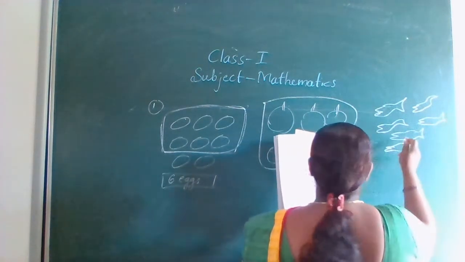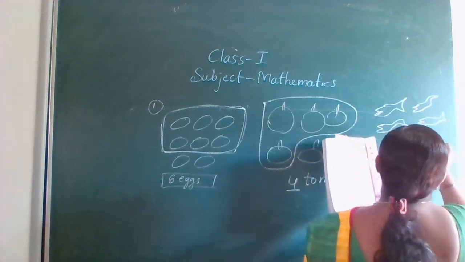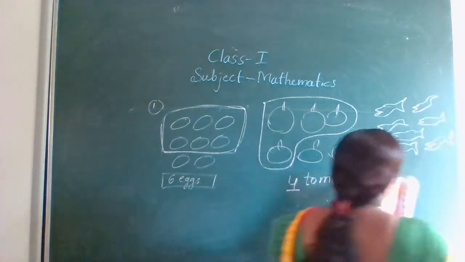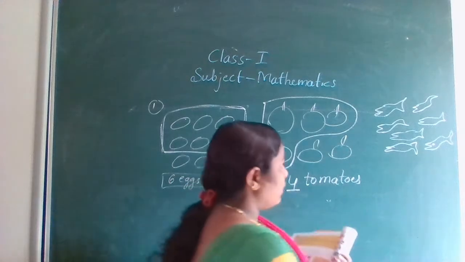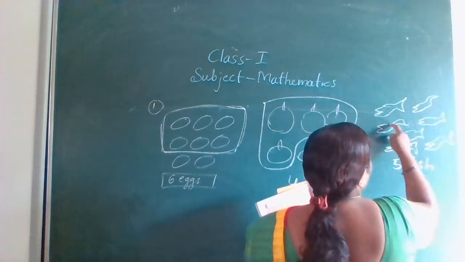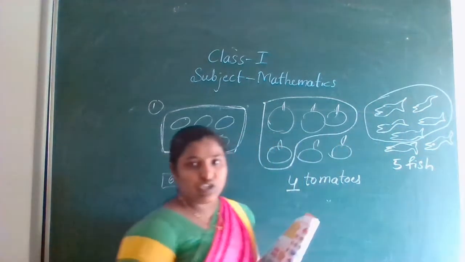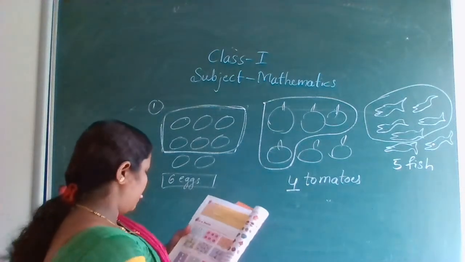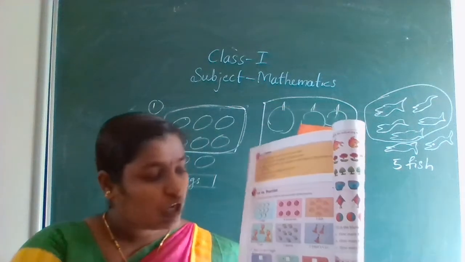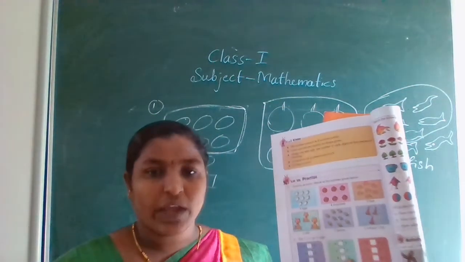One, two, three, four, five, six. There are 7 fishes. What did they tell? 5 fish. So 1, 2, 3, 4, 5. Encircle 5 fishes. Next, there are 3 cats. We should circle 2 cats.